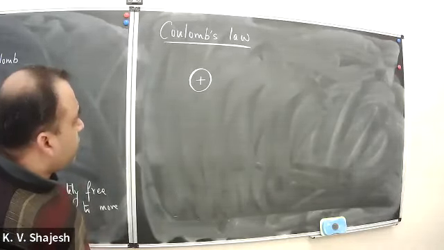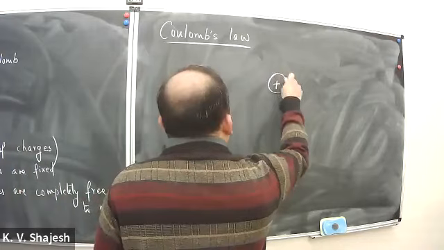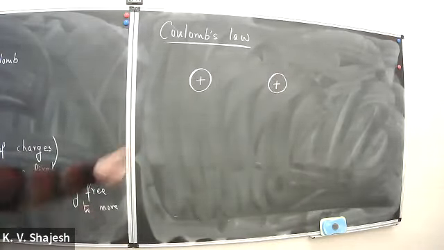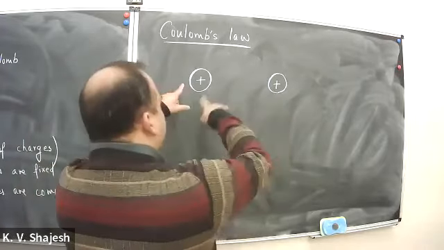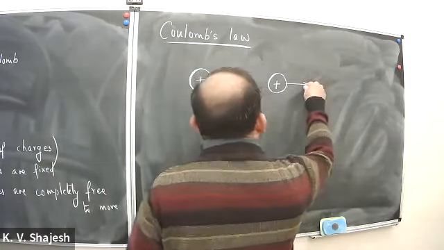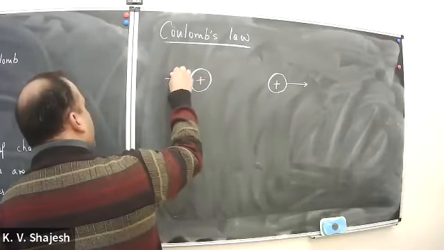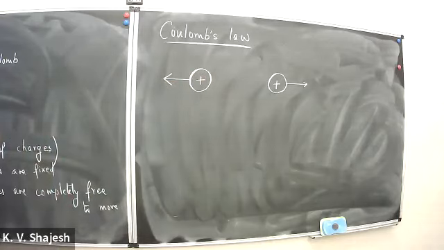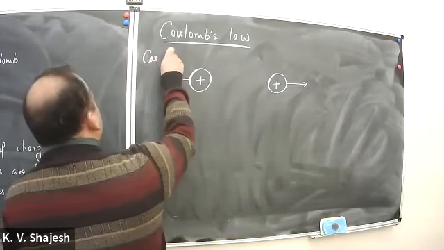And if you have such materials, the observation has been that if you bring two such spheres, they don't have to be the same radius, and it doesn't even have to be a sphere, if they are like charges, positive and positive, they repel. So there is a force exerted by one on the other, and according to Newton's law, there is an equal and opposite reaction, so a force acts in the other direction also. So this is case one.